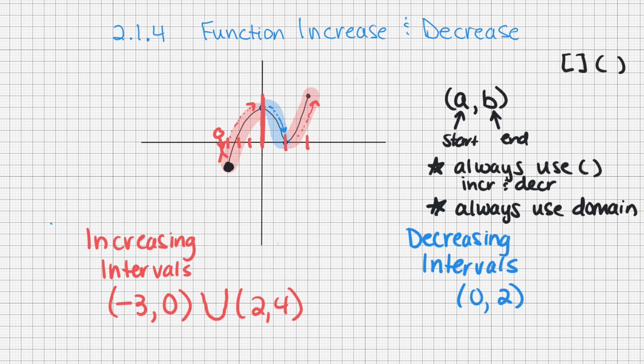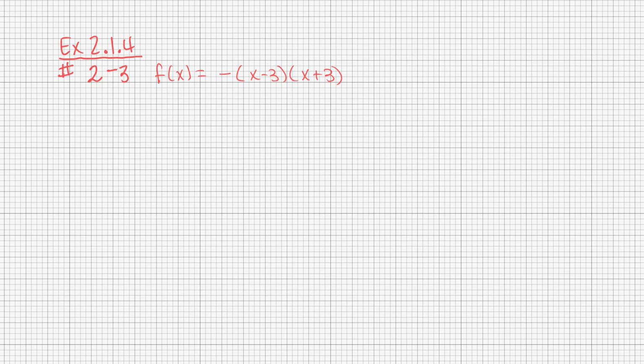Okay, so now you can do all of those parent functions. We'll give you some time in a minute, but let's look at number 2 and number 3 on the exercise. So number 2 and number 3 is using this function right here, negative times x minus 3 times x plus 3. Okay, now we need to know what the graph looks like in order to write down the increasing and decreasing intervals.